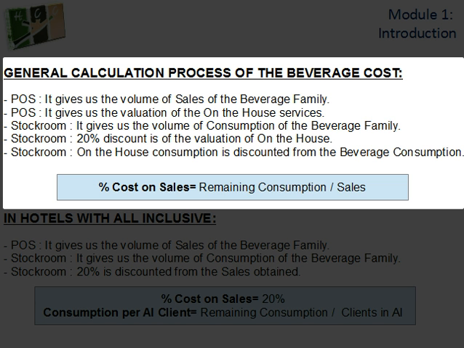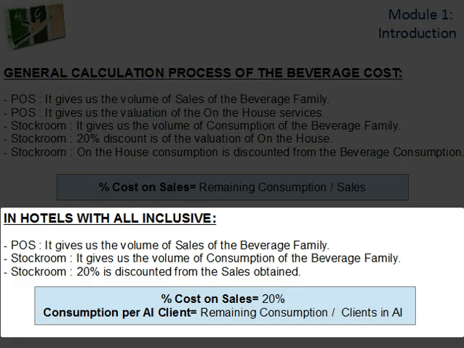The remaining beverage consumption, which is equivalent to the total consumption minus the invitations, that is, the consumption from the paying customers, is divided amongst the sales to the said paying clients, obtaining a reference percentage which is equivalent to the charged cost per each beverage sale article.